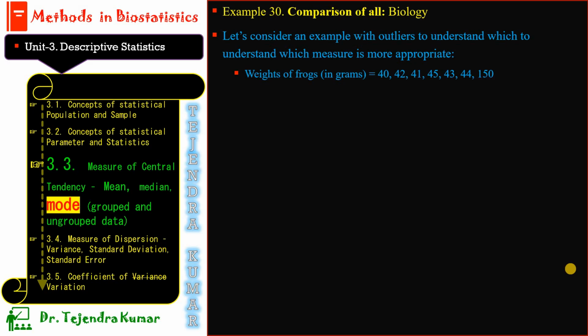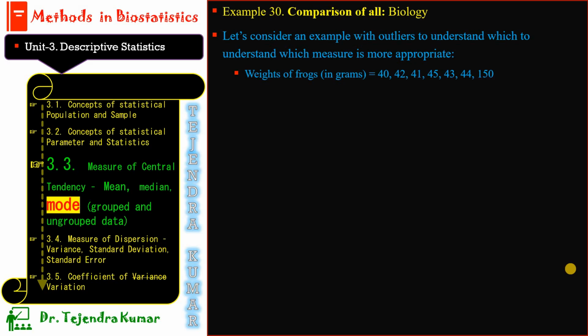In the last example, this is the last example, number 30, a comparison of all, and I have taken a biological example. So in one example, can we apply mean, mode, median and all? Yes, we can apply. So let's take one example. Let's consider an example with outliers to understand which measure is more appropriate. We can apply all, but which is appropriate we will see here.